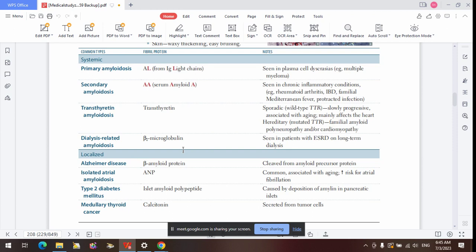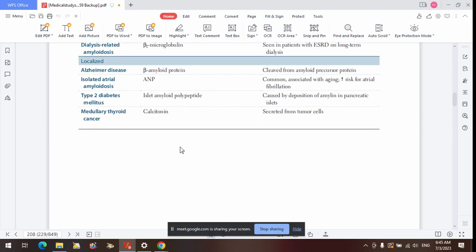So we are done with the systemic form, but now looking at the localized form of amyloidosis that typically occurs in some specific organs only. The first one is Alzheimer's disease. Alzheimer's disease is a condition in which there is accumulation of one protein that we call the amyloid precursor protein. That amyloid precursor protein accumulates and can be broken down to beta amyloid protein. That beta amyloid protein accumulates and becomes misfolded and it can transform into amyloid protein that deposits in the brain.